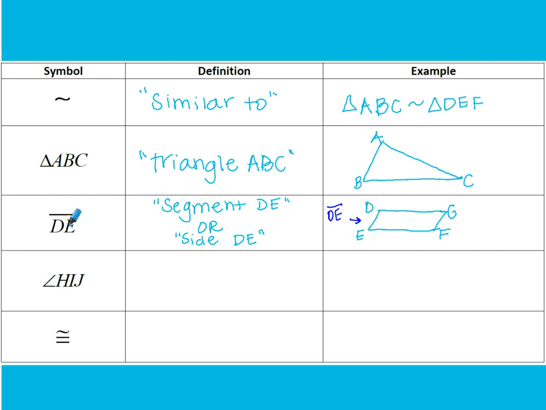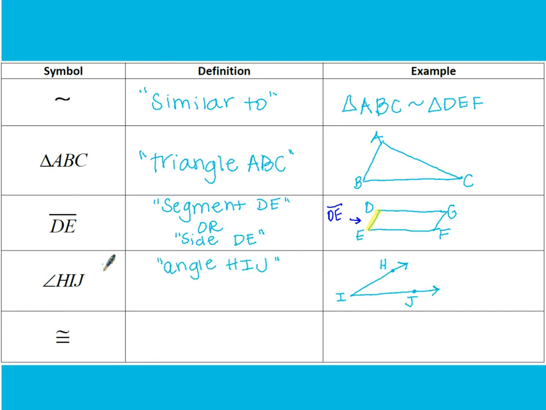The next symbol that we have is two letters with a line on top of them, and that's read as either segment DE or side DE. So that would be in the case of if you have a shape. In this case, we have a parallelogram. This side, from where we have point D all the way down to point E, would be side DE, and you're going to represent it using that line over the letters there.